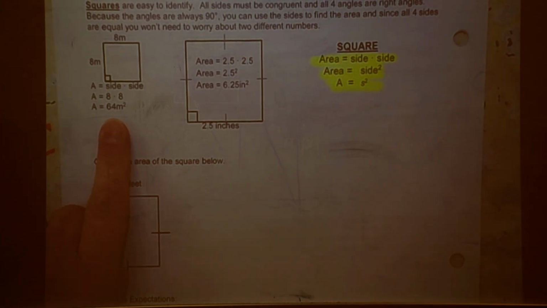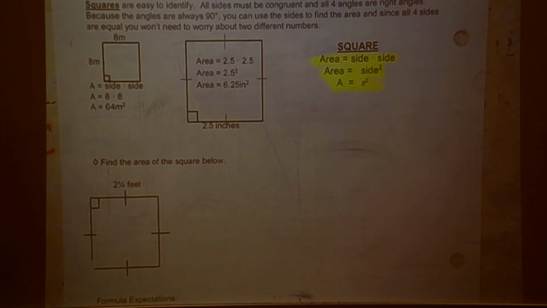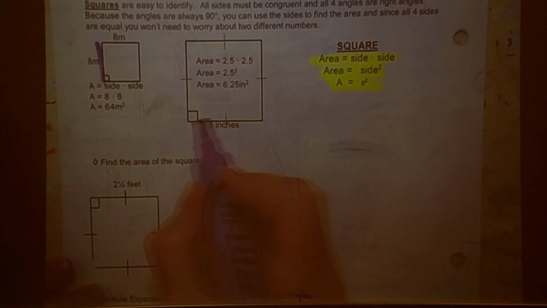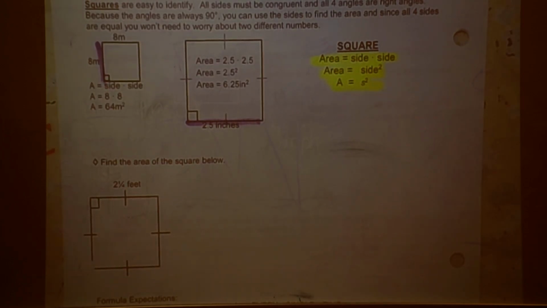So I've got an example here. Side times side would be 8 times 8. I don't need a base and a height. They're all the same. I just pick a side. Area, I don't need a base and a height. I just need a side because they're all the same. So 2.5 times 2.5.